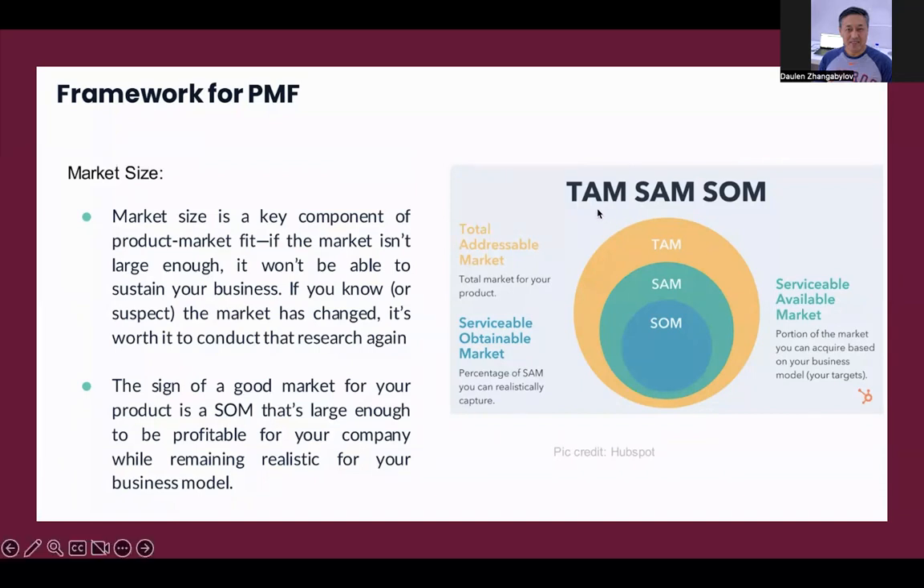So we have three categories. First is the total addressable market: the total market for your product, the whole big market. Next one is the serviceable available market: the portion of the market you can acquire based on your business model and your target. And the last one is the serviceable obtainable market: the percentage of the market you can realistically capture. So your goal is SOM.